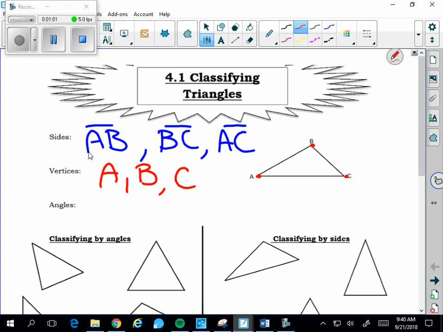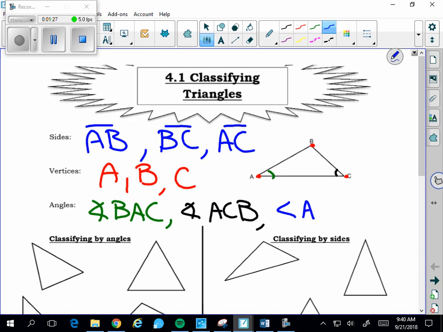And my angles, remember, it does matter how I name those because I want the vertex right in the middle of it. So I'm going to say this triangle is made up of angle BAC, which is right there, angle ACB, which is right there, and angle ABC, which is right there. And again, we can name those different ways. Just got to make sure that vertex is hanging out in the middle.